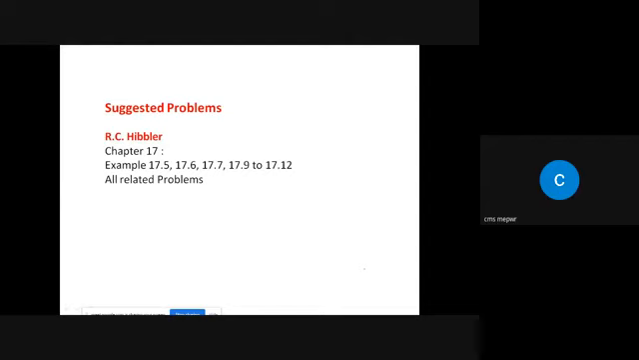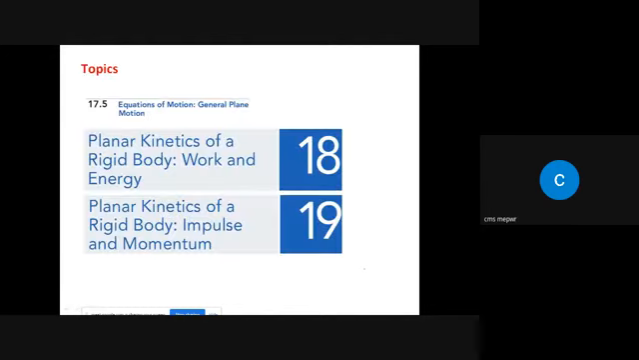Okay, so this is basically the end of class. Now the topics that are left to cover are the equation of motion, and specifically general plane motion, in which we have a combination of rotation and translation. And then we have chapter 18, planar kinetics of a rigid body, in which we study work and energy. And finally, the impulse and momentum of a rigid body. So these are the topics left which we haven't covered yet.